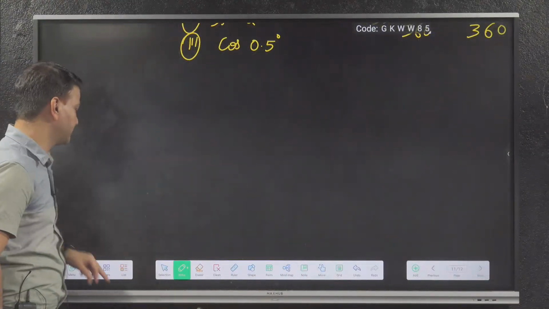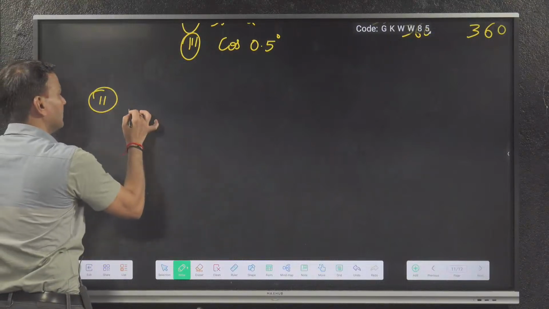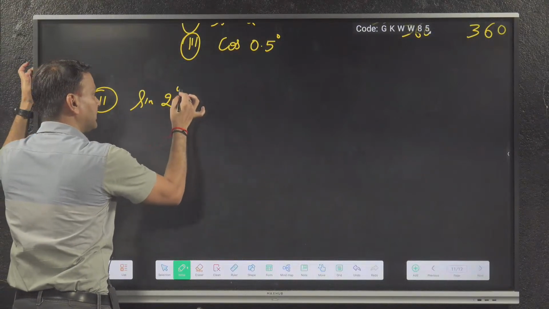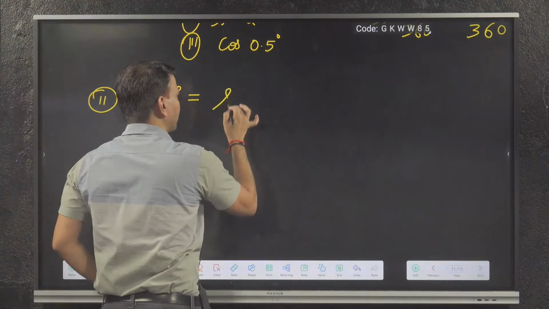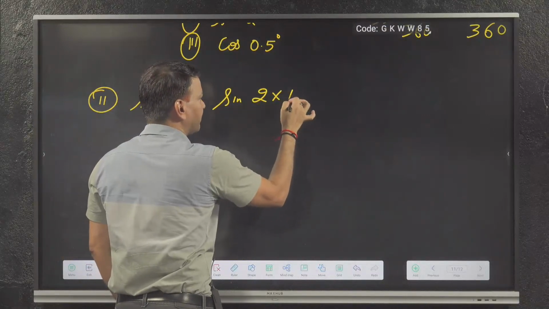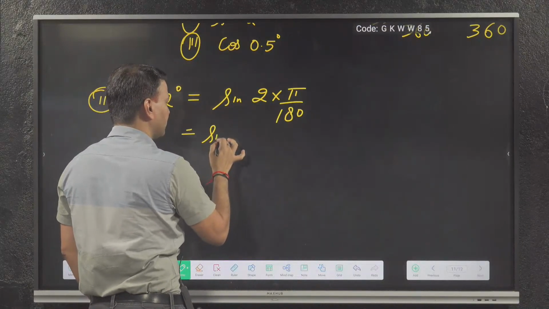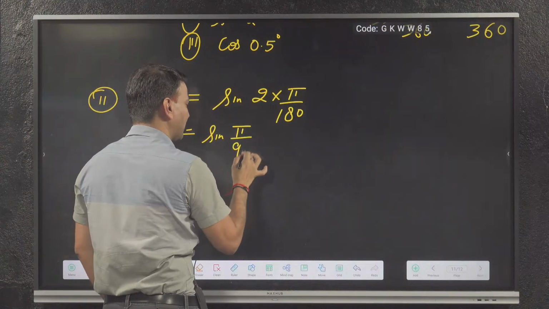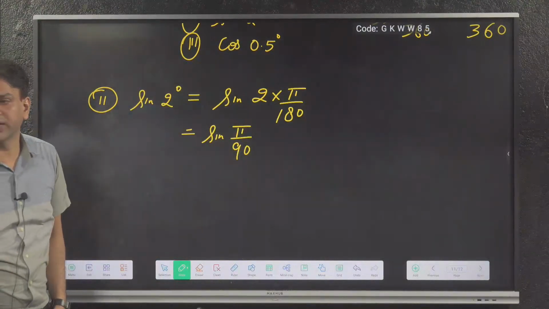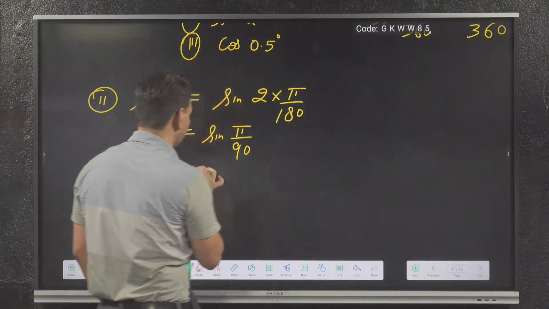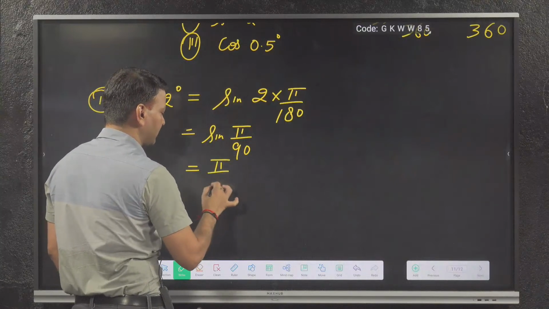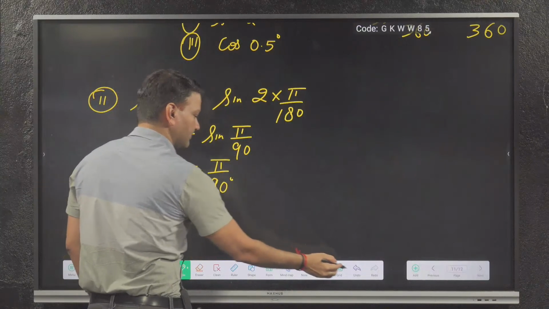Sine 2 degree: again we convert into radian, sine 2 into pi by 180, then we get sine pi by 90. Now pi by 90 is a small angle, so directly I can say sine theta is equal to theta. So the value you will get is pi by 90.